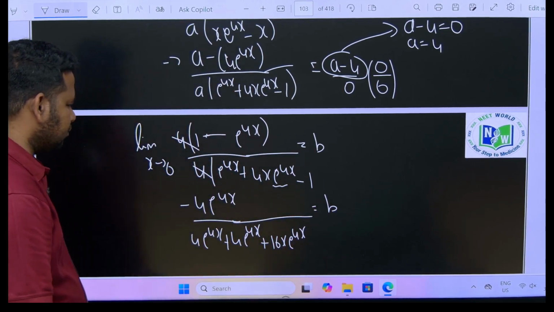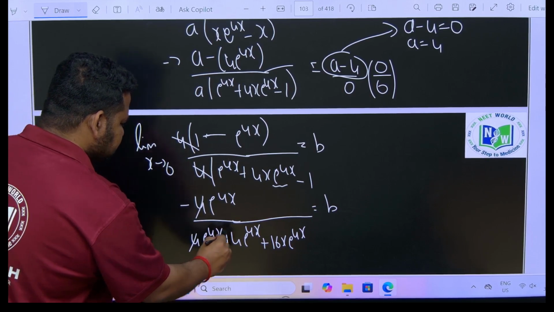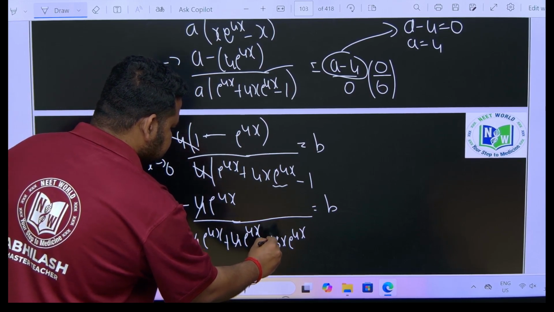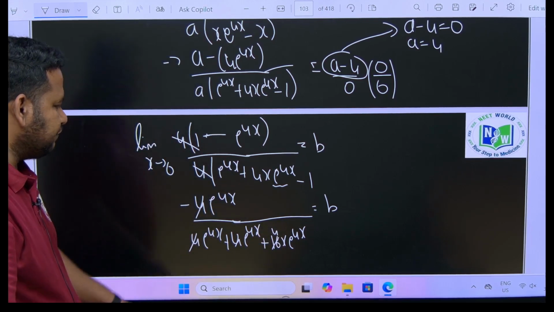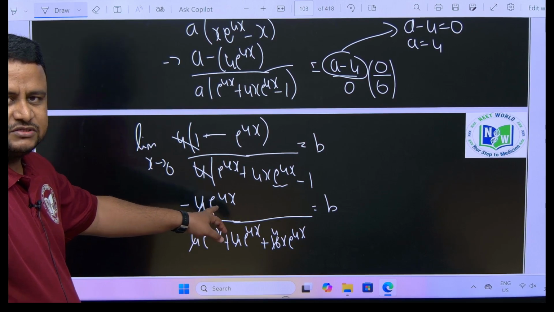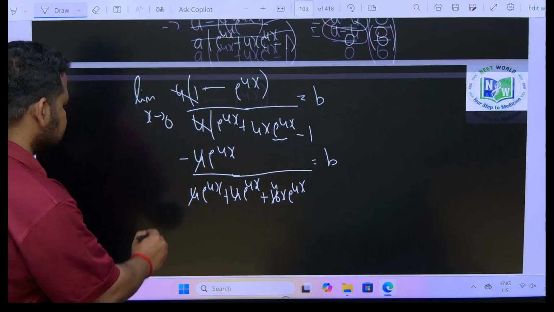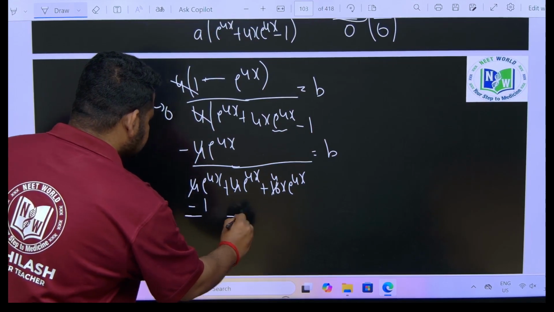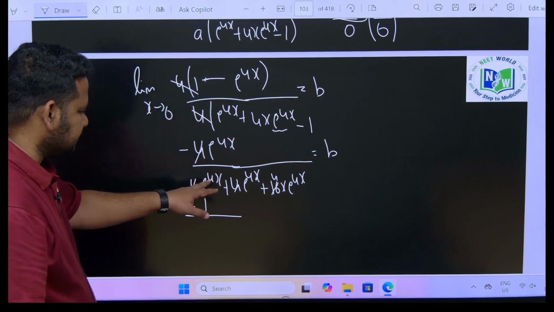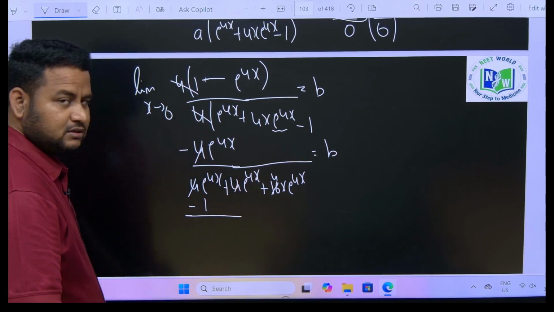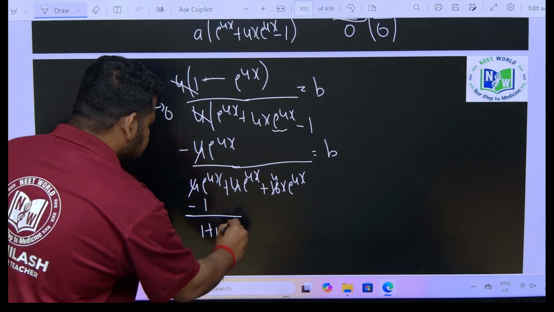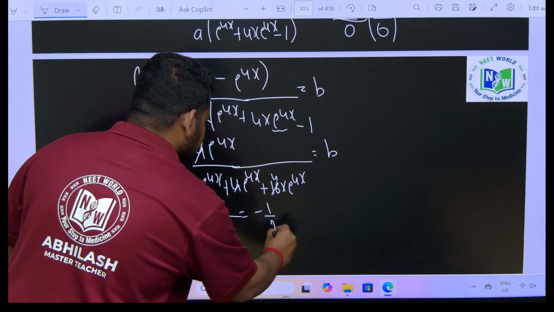Okay, friends. Now here 4 is there, here 4 is there, here 4 is there. Now if I apply x is equal to 0, what will happen to this? e power 0 is nothing but 1. This will become minus 1. Denominator will become, e power 4x gives 1 and this gives 1, so 1 plus 1. This will get it as minus 1 by 2, that is equal to b.